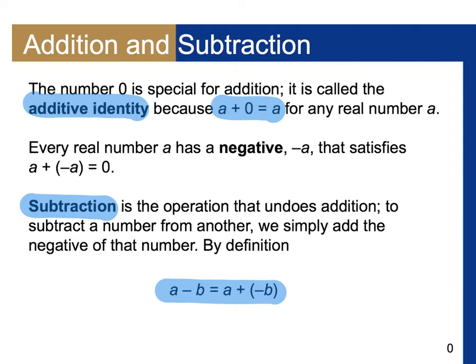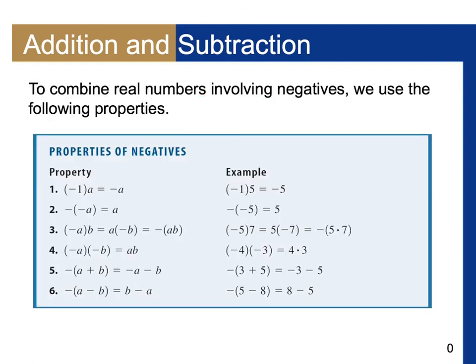This negative a we call the inverse. Okay, and what happens when you add the inverse, the additive inverse, to a number, you get your identity element, which is 0. Okay, so that 0 here is your identity element. Okay, and you're trying to get to your identity element by adding the inverse there. Okay, so here's some properties of negatives.